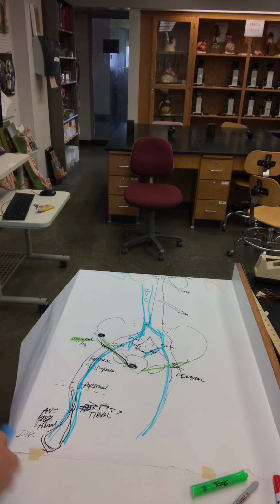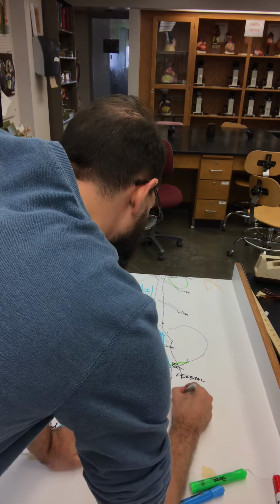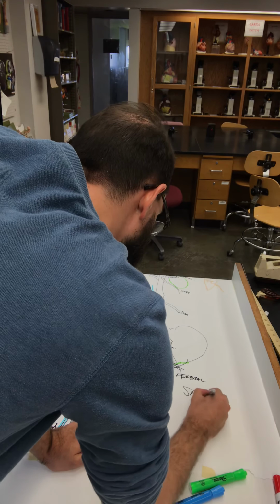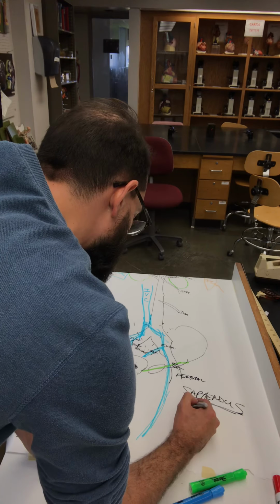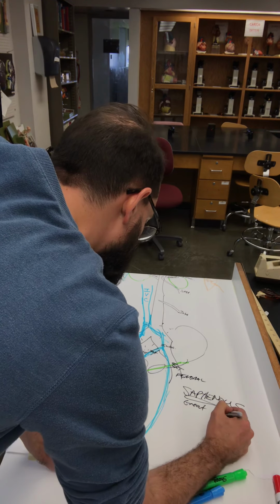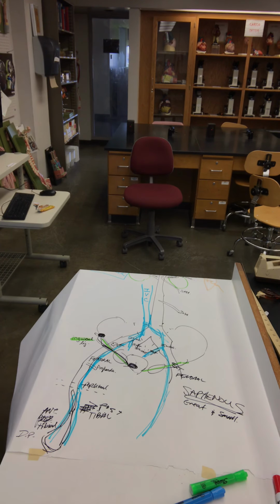Okay. Remember that in addition to the deep veins of the leg, the veins that share the name with the arteries, there is a superficial system of veins in both upper and lower extremities. There are superficial veins of the legs known as the saphenous veins, S-A-P-H-E-N-O-U-S. The saphenous veins, great and small. Great saphenous vein, small saphenous vein.